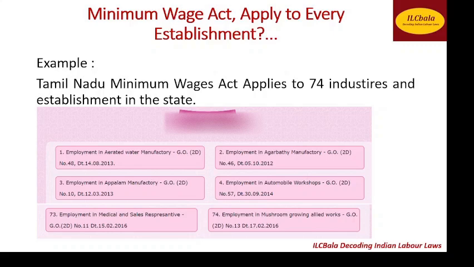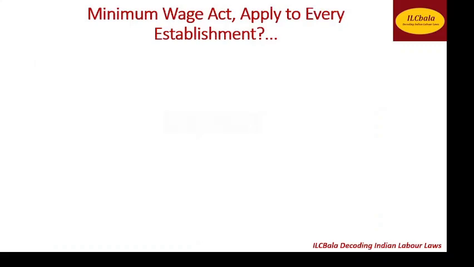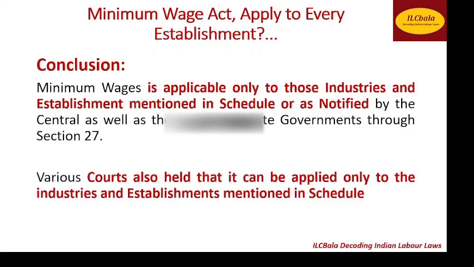As we have discussed, section 27 empowers the state governments to add any industry or establishment into the schedule. With this power, for example, the Tamil Nadu government has added almost 74 industries under the Minimum Wages Act, starting right from the first one, the aerated water manufacturing industry, to 74, the last one, employment in mushroom growing and allied activities. So the conclusion here is that minimum wages is applicable only to those industries and establishments mentioned in the schedule or as notified by the central as well as the respective state governments through section 27.